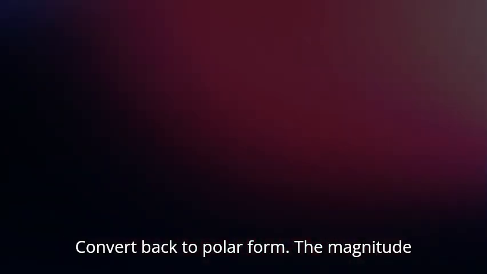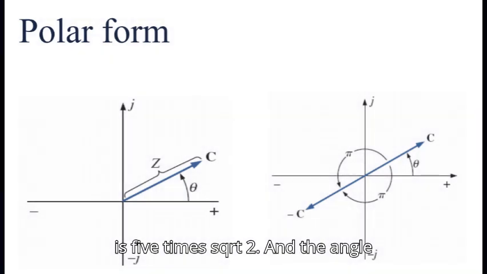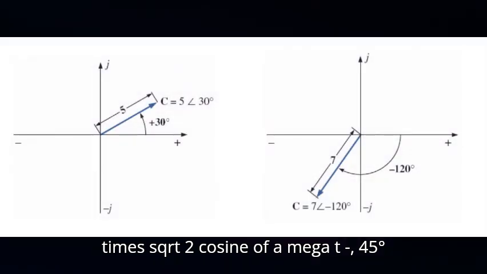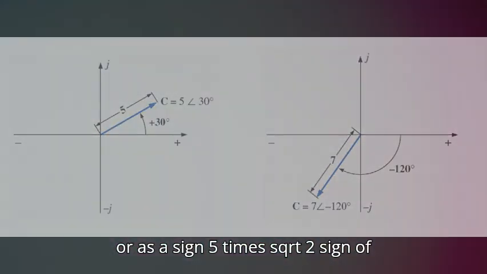Convert back to polar form. The magnitude is 5 times the square root of 2, and the angle is negative 45 degrees. So the sum is 5 times square root of 2 cosine of omega t minus 45 degrees, or as a sine, 5 times square root of 2 sine of omega t plus 45 degrees.